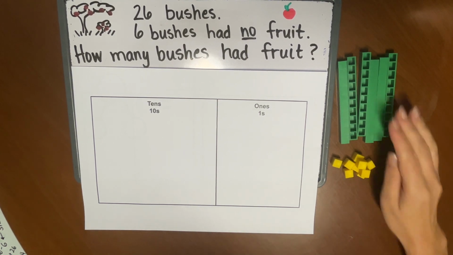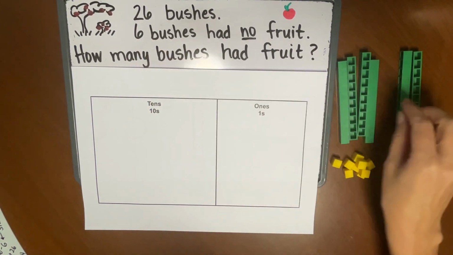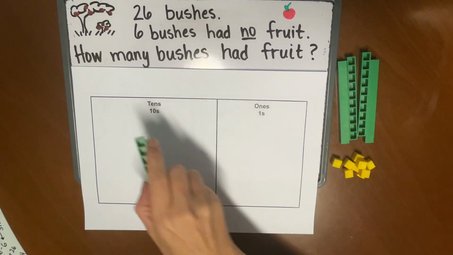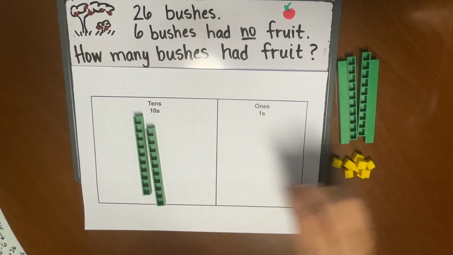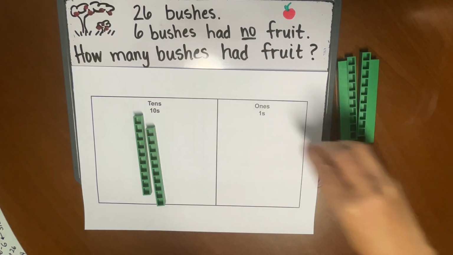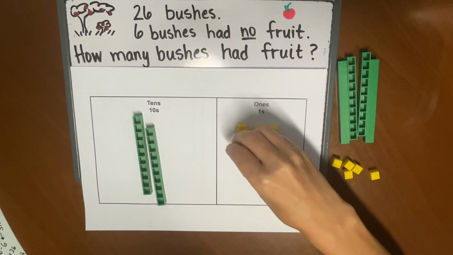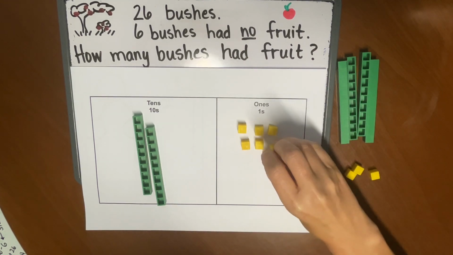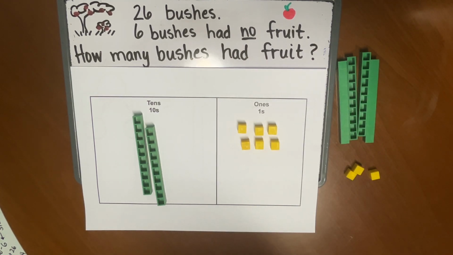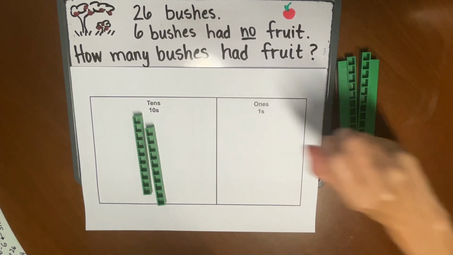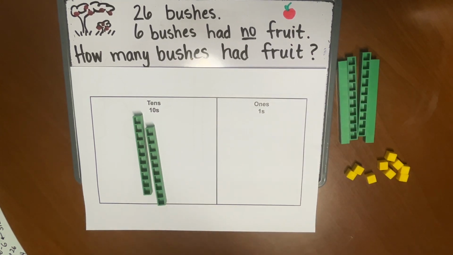Let's see how you did. Well, 26 bushes means that I have 2 tens and 6 ones, which is 26. I'm going to organize my ones where it's really easy to see. And we know that 6 bushes had no fruit and all the rest did have fruit. So I'm going to take away 6 and I have 2 tens left. That means 20 had fruit on them.